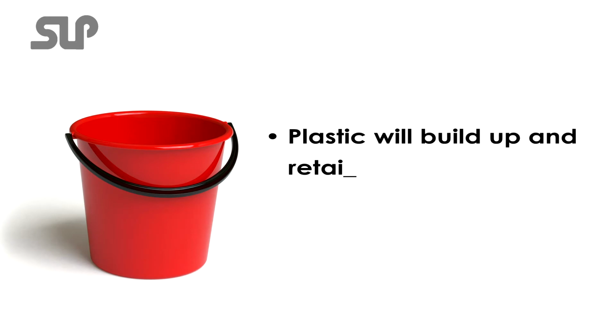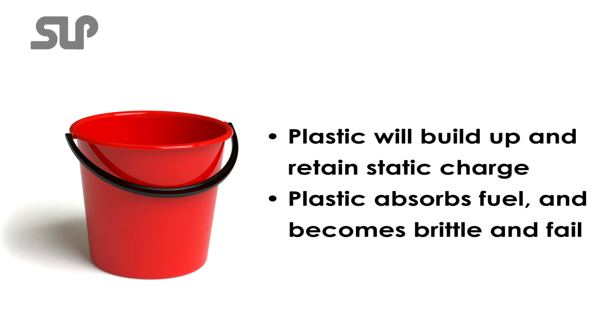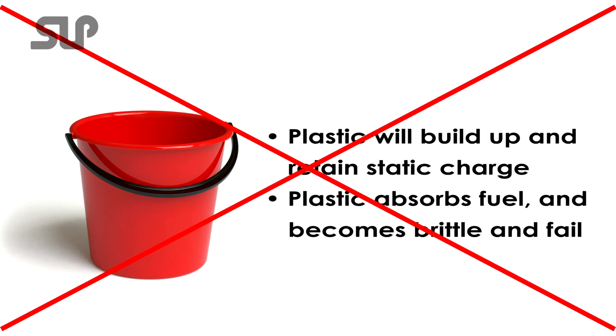Plastic containers must never be used for draining tanker compartments. Plastic is an insulator, and if used, will build up a static charge and will retain that static electrical charge for a long period of time. Plastic containers are also likely to absorb the fuel they come in contact with and become soft or brittle and fail, causing a spill.